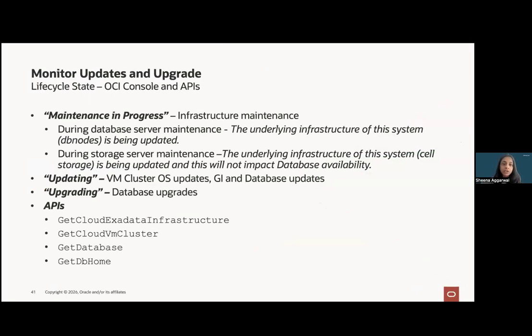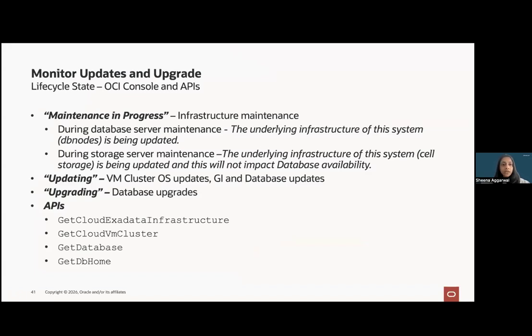Now, to make sure what is happening for infrastructure, the life cycle state will show you maintenance in progress for your database server as well as your storage server. For any VM cluster OS updates, GI, or database updates, you will see the status as updating when it is updating. For database upgrades, you'll see the status as upgrading.